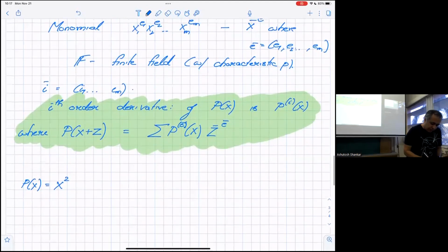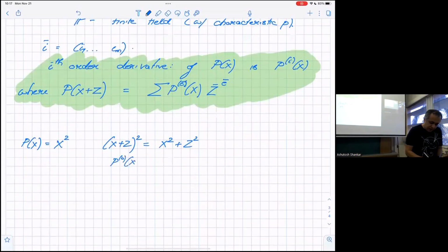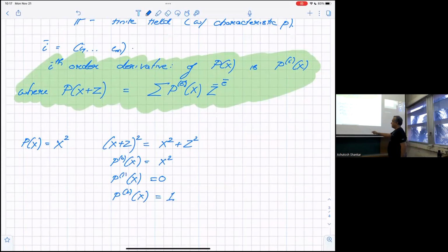So P of x is x square. What will be x plus z square? It is x square plus z square. So in particular, the 0th order derivative will be x square. The first order derivative will be 0, but the second order derivative will be 1. And that's important. The way we defined it previously, this would have been also 0. I don't want that to happen. I want this to be 1 so that I can get the Taylor series. I turned the table around, I defined it as the Taylor series. So it's just a scaling of the usual notion of derivative to get around this r factorial problem that you have.